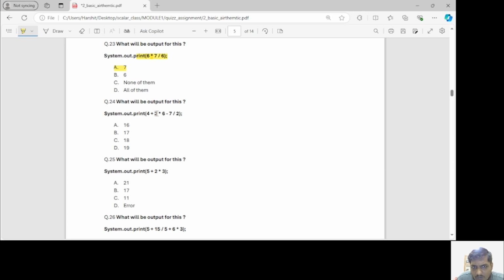From the left side, first addition will not be performed. We see multiplication, so first we do the multiplication, 3 into 6, that is 18. Then 4 plus 18 minus 7 by 2. Now we see the division, 7 divided by 2 means 3. So 4 plus 18 minus 3 is 19.